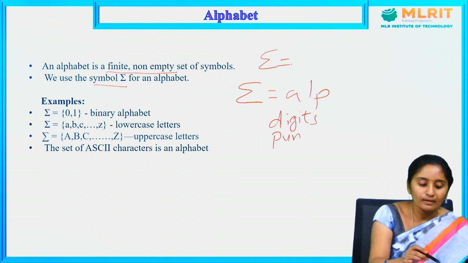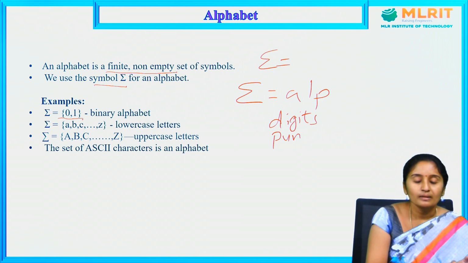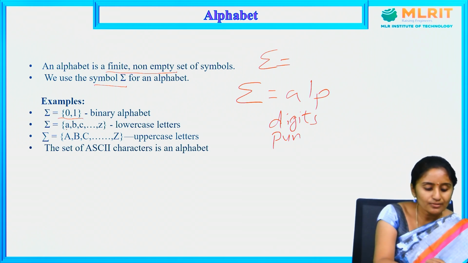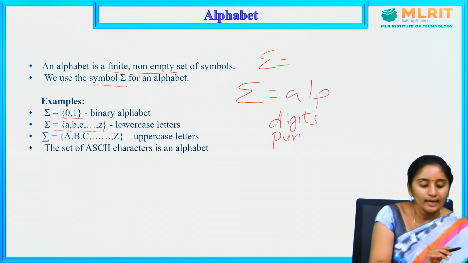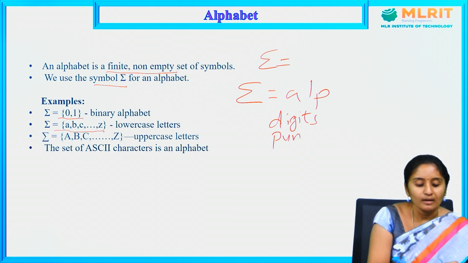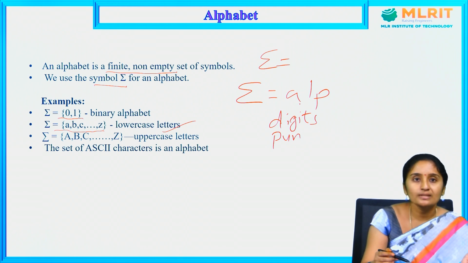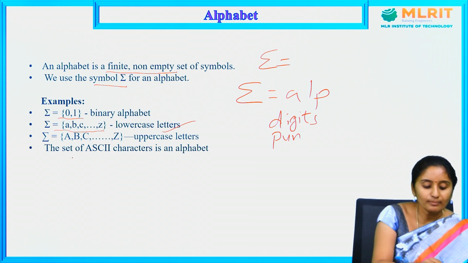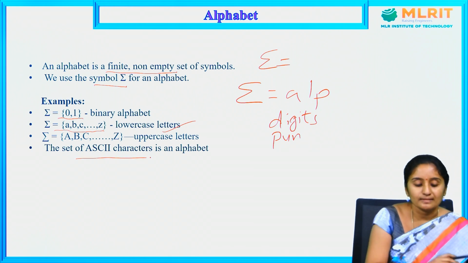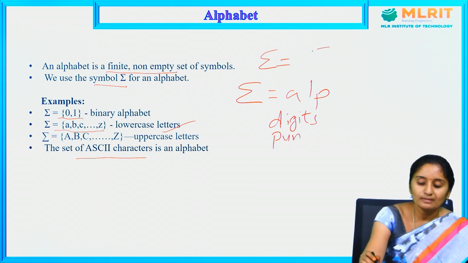For example, sigma equal to {0, 1}. Here 0, 1 are the binary alphabet. The next one is sigma equal to {a, b, c, ..., z}. These are lowercase letters. Anything can be represented in an alphabet, either digits, letters or punctuation. So these are the set of ASCII characters. The alphabet is represented with sigma. So this is what an alphabet is.